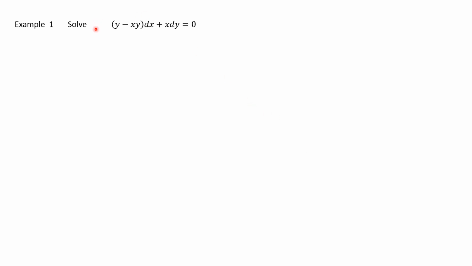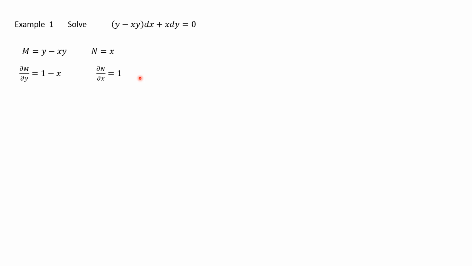Now, let's have an example. Let's solve this equation: (y minus xy) dx plus x dy is 0. Again, our M is y minus xy and our N is x. Always remember that M is associated with dx and N is associated with dy. So get the partial derivative of M with respect to y, treating x as a constant, it gives you 1 minus x. And the partial derivative of N with respect to x is 1. Notice that these two are not the same.